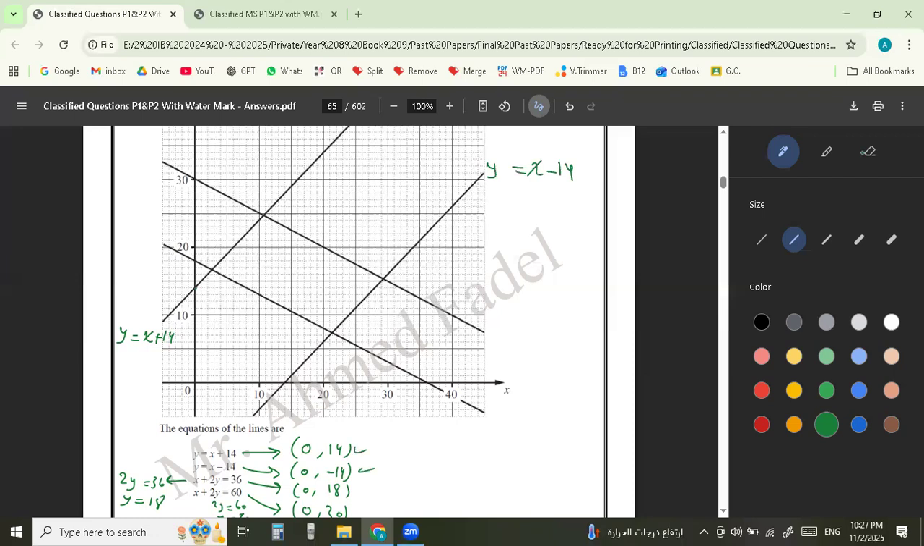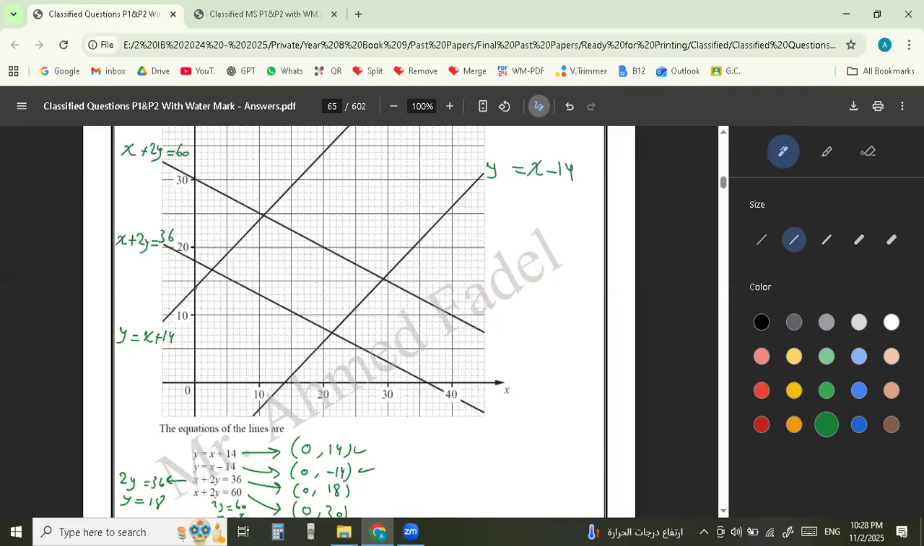The third equation, we said 0, 18. Aha, this line, mister, is x plus 2y. So this is x plus 2y equals 36. This line is this equation. Then the last line is the last equation. Lower, 0, 30. Here you go. You see, it is x plus 2y equals 60.